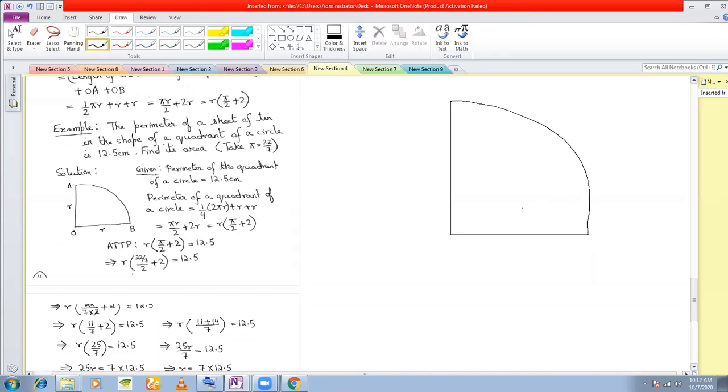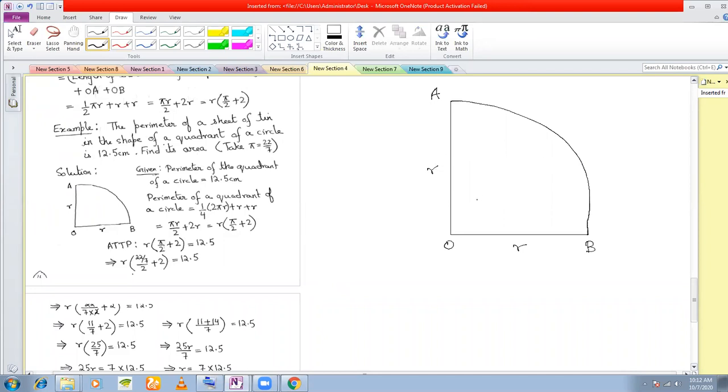So this is 1/4 of a circle. And this is your center of the circle. OB is your radius, OA is your radius. So let us call it R. The perimeter of a thin sheet in the shape of a quadrant is 12.5. So in this case, the perimeter is given. You have to find out the area.